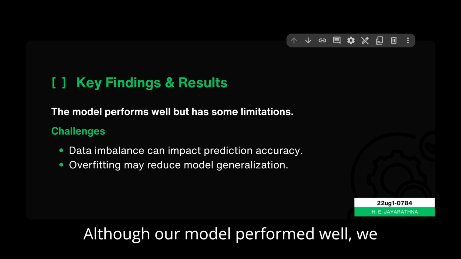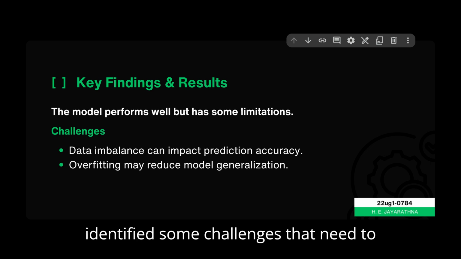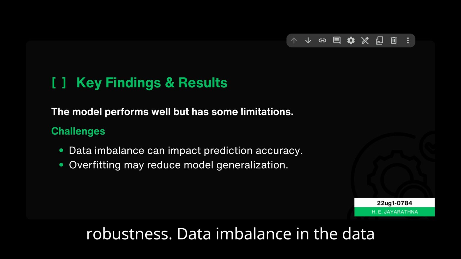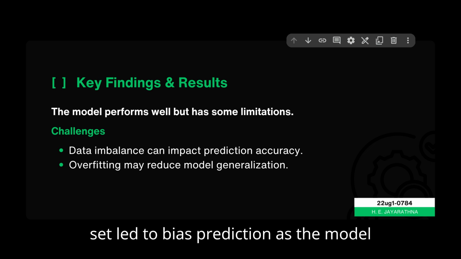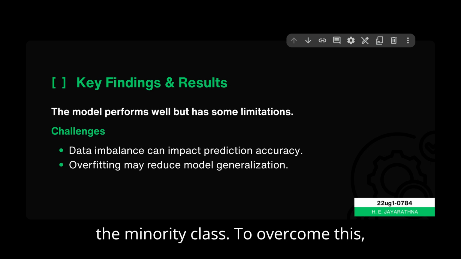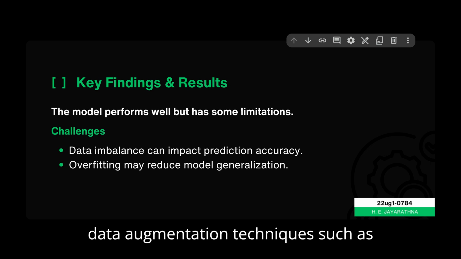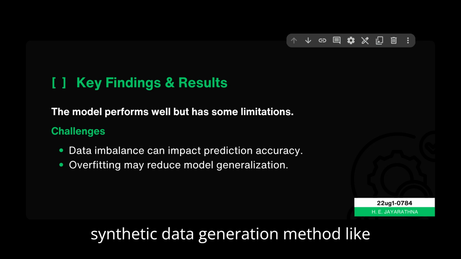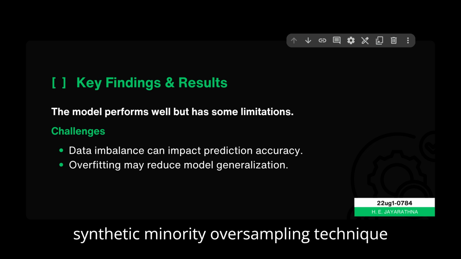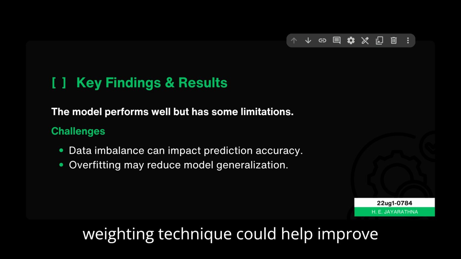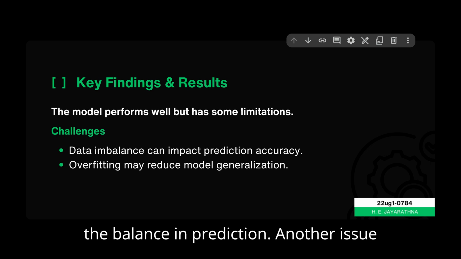Although our model performed well, we identified some challenges that need to be addressed for improved accuracy and robustness. Data imbalance in the dataset led to biased predictions, as the model tended to favor the majority class over the minority class. To overcome this, data augmentation techniques such as oversampling the minority class or using synthetic data generation methods like the synthetic minority oversampling technique could be implemented. Additionally, class weighting techniques could help improve the balance in prediction.